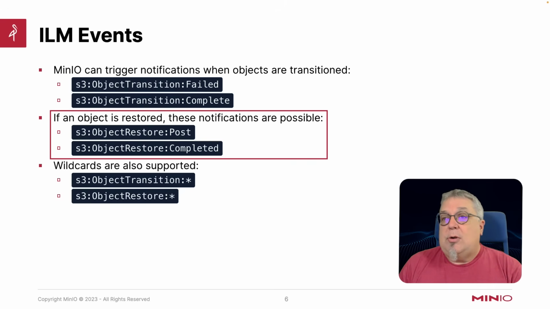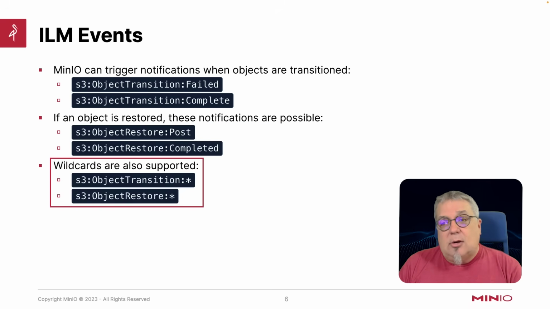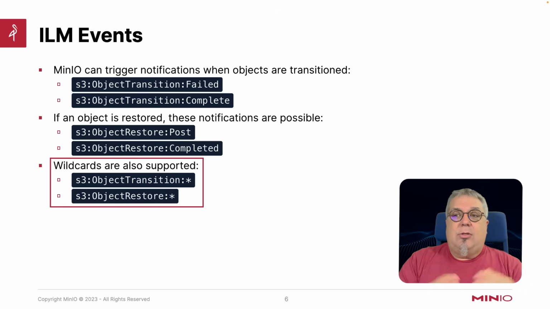Also, and this is important for all events, wildcards are also supported. So if I want to look for all the transitions or all the restore events, I can just do an S3 object transition star and get all of those events. So it's a very powerful tool there.